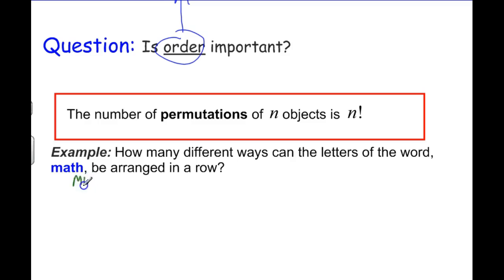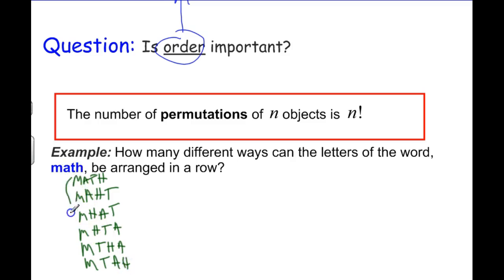If I started to write the word math with those letters, M-A-T-H, M-A-H-T, M-H-A-T. These are all the different ways. M-H-T-A, M-T-H-A, I did all the A's and H's, M-T-A-H. So of the ones that start with M, it looks like there are 6 four-letter arrangements with those letters that start with the letter M. Let me start with the letter A here.